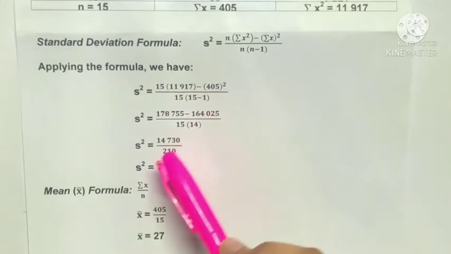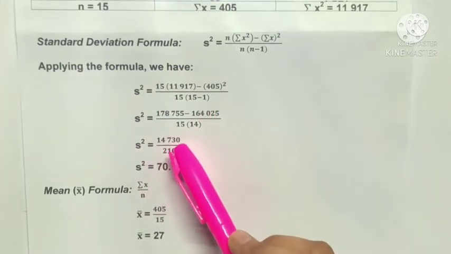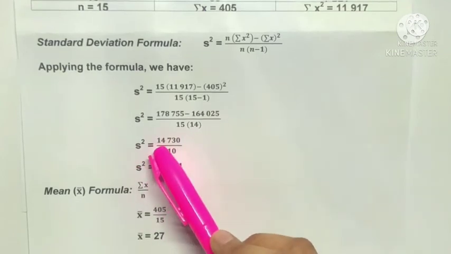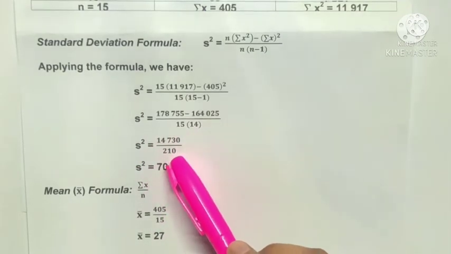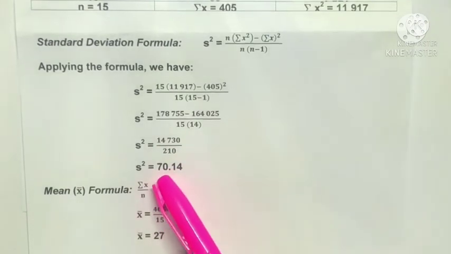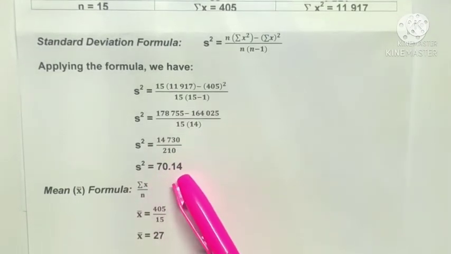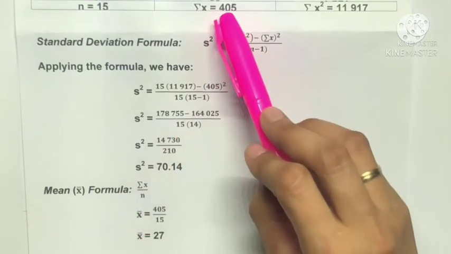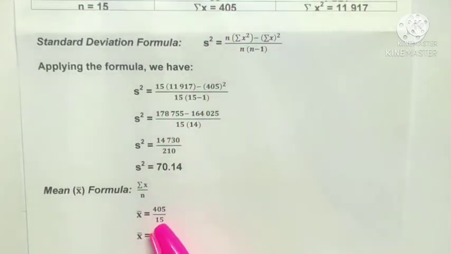So if we just subtract this, we have 14,730. 15 times 14 is 210. So we will divide 14,730 divided by 210. So we have here the standard deviation is 70.14. For the mean, the formula is summation of x over n. So summation of x is 405, divided by n, which is 15. So 405 divided by 15 is equal to 27. So our mean is equal to 27.